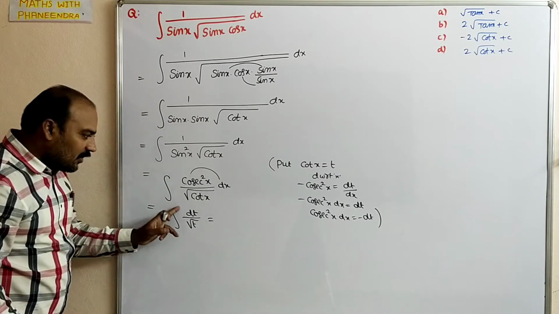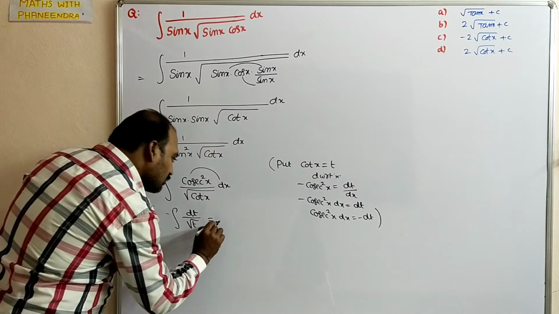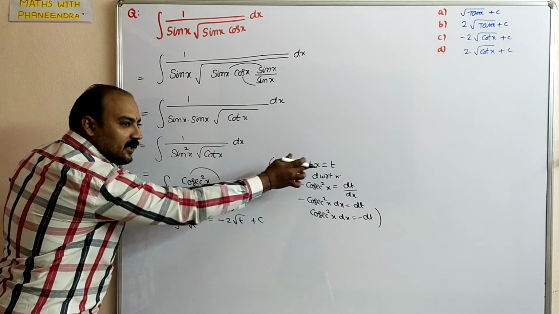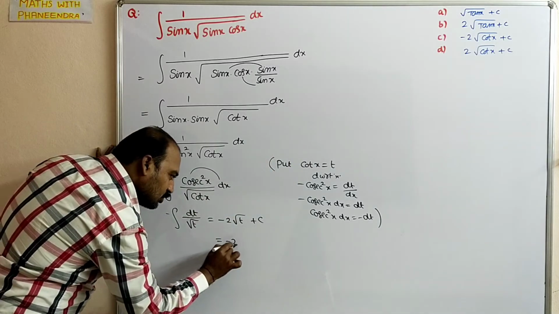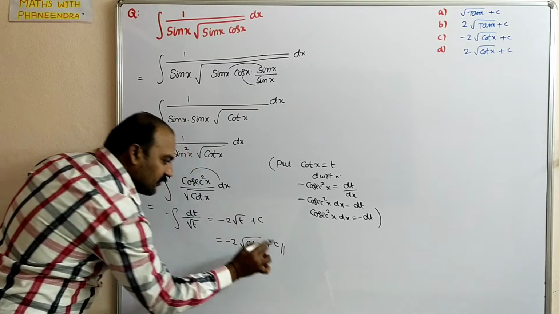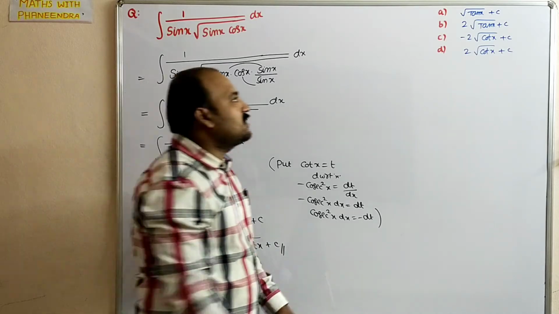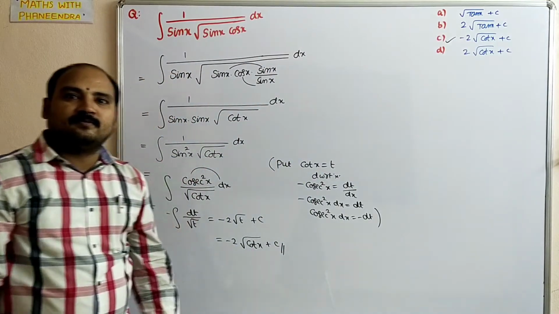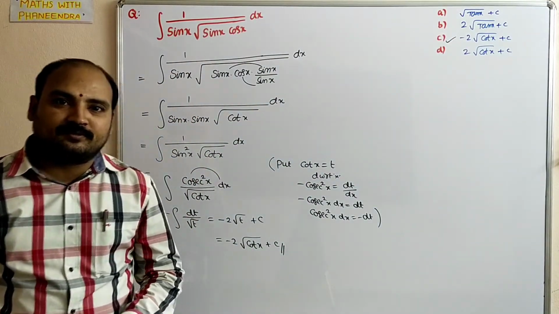We know that integral 1 by root x is 2 root x. So minus 2 root t plus c. What is t we assumed there? Cot x. So minus 2 root cot x plus c, which is there in the third option. We'll move to the next question.